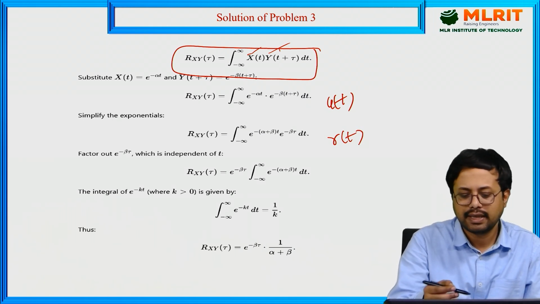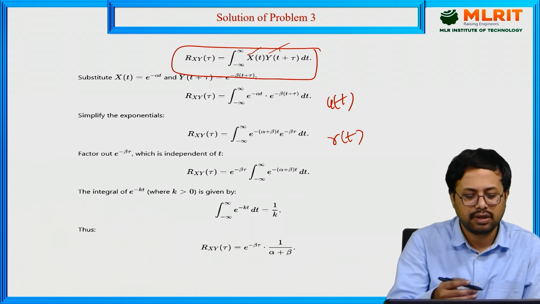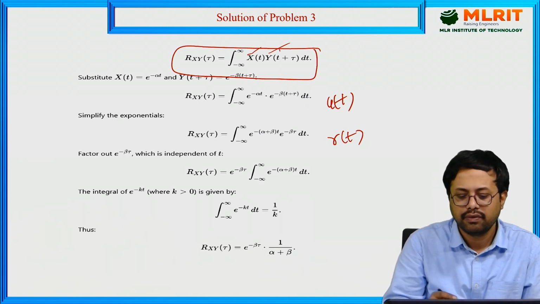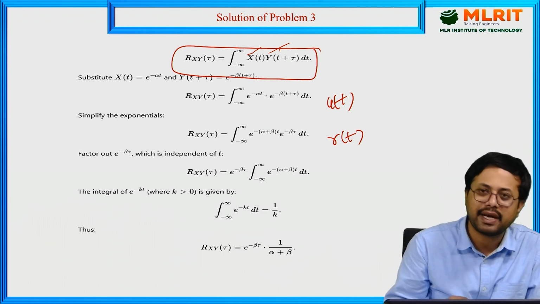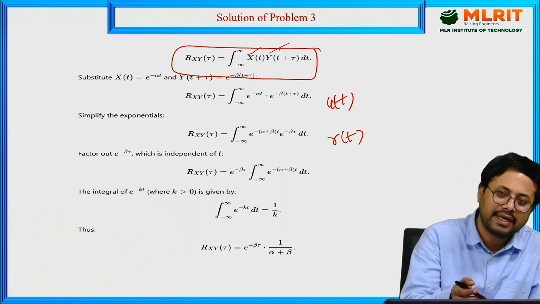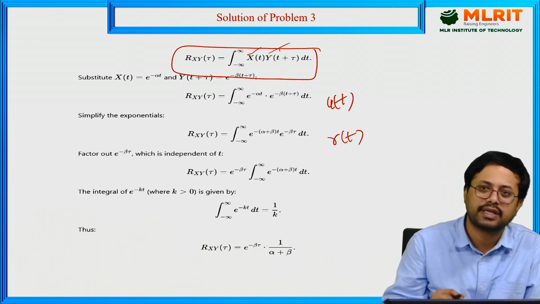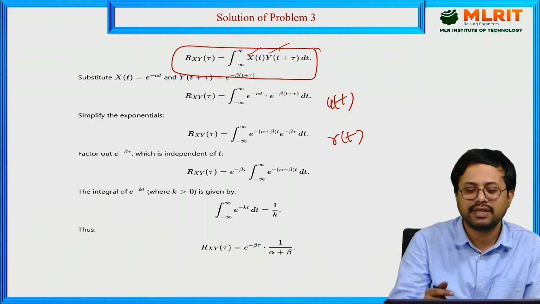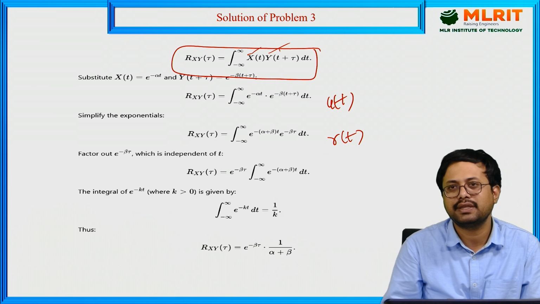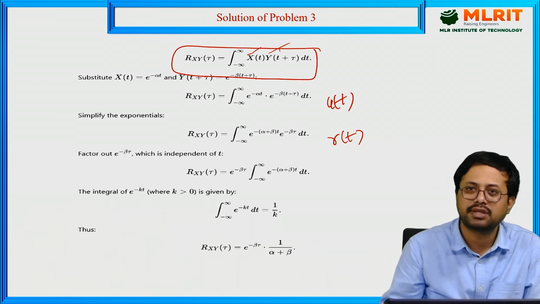Then they will ask for the cross correlation function for these signals. It may be any standard signals, or one standard signal with a sinusoidal signal, or one standard signal with an exponential signal, or any periodic signal with another periodic signal. These are the different types of examples they will mostly ask in the exams.